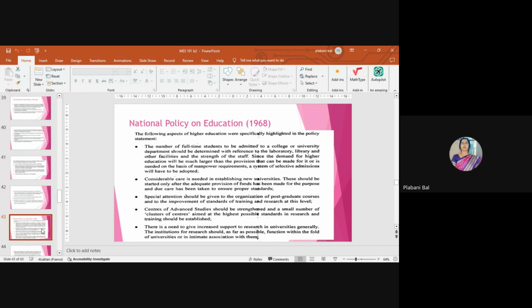Then considerable care is needed in establishing new universities. This should be started only after adequate provision of funds, and when funds have been made for the purpose, then only it will be permitted to establish new universities, and due care has been taken to ensure proper standards. The thought was very good at that time also. The proper standard you have to maintain, that was also there in the policy of 1968.